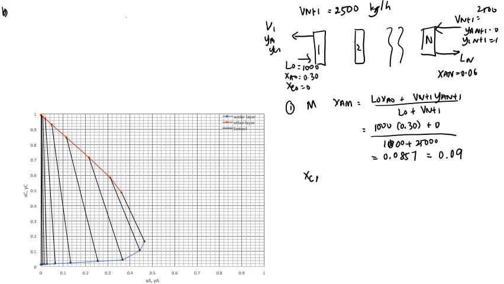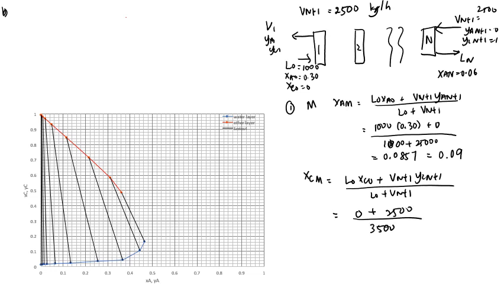And then you calculate Xcm equal to L naught Xc naught plus Vn plus 1 Ycn plus 1 divided by L naught plus Vn plus 1. Put the numbers in. Okay. So you shall get Xcm equal to about 0.714. Then you plot this point M on the graph. So let's do that now. So 0.09 and 0.71 shall be around here. Okay, this is M.